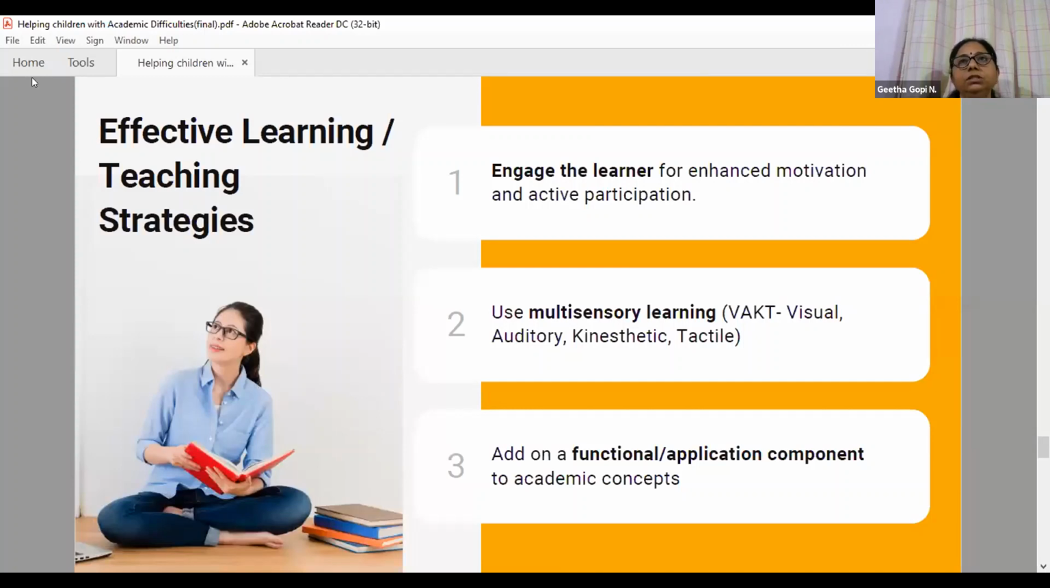What is important, the creativity of an educator, lies in how you can connect whatever concepts you're teaching into different kinds of activities. Add on a functional or application component to your academic concepts. A lot of times children end up forgetting or not learning, or not showing enough motivation to learn. It's because they don't see the utility of what they're learning. So being able to apply them in real life situations should be focused on as well.